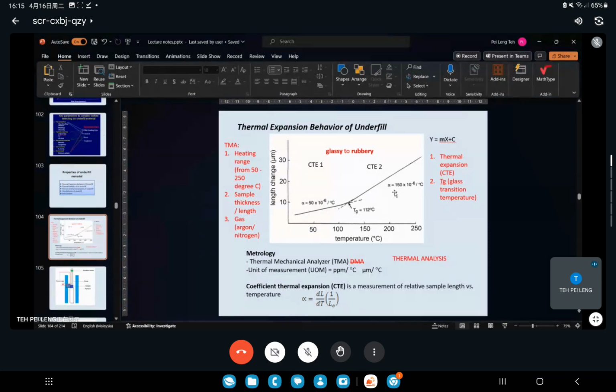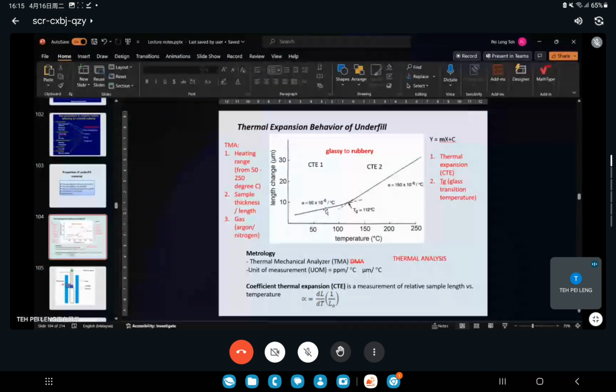If not after TG, your CTE will be very high, then the CTE mismatch between your die and your substrate and underfill material will be very, very severe. So for underfill material, lower CTE is better. The lower, the better.